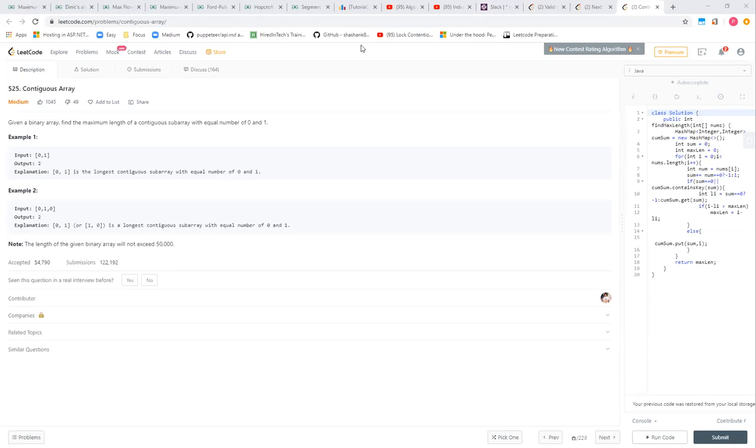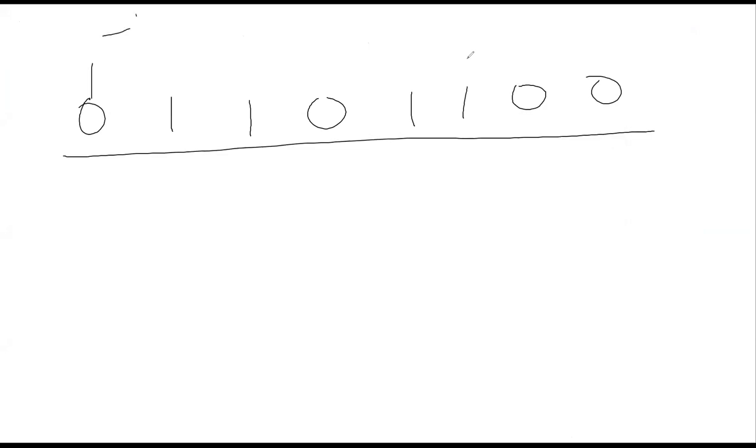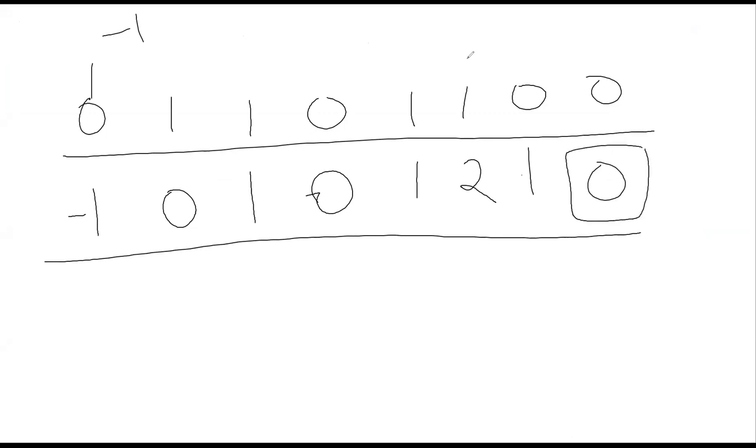So let me share my screen and share the whiteboard. Okay. You can have a scenario like 0, 1, 1, 0, 1, 1, 0, 0, right? Here, if I assume all the zeros as minus one, the cumulative sum is minus one, then zero, then one, and then it will again be zero. Then it will be one, two, one, and zero, right?